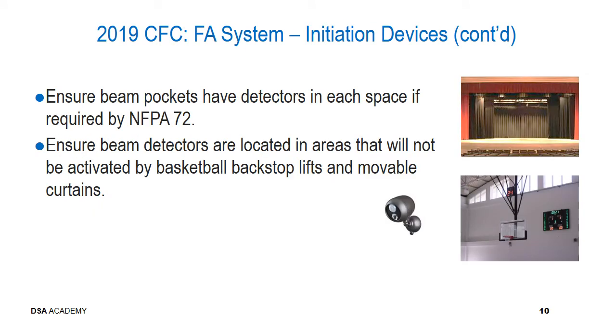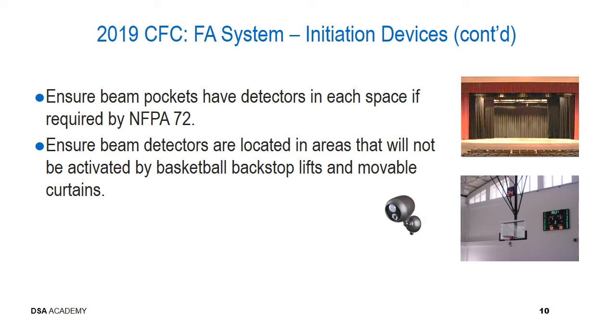Where beam pockets occur in construction, ensure that the beam pockets have detectors installed in each pocket, if required by NFPA 72. Where beam detectors are utilized, ensure that the beam detectors are located in areas that will not be activated by such ancillary things as basketball backstop lifts, or movable curtains, or other types of suspended pieces of equipment.